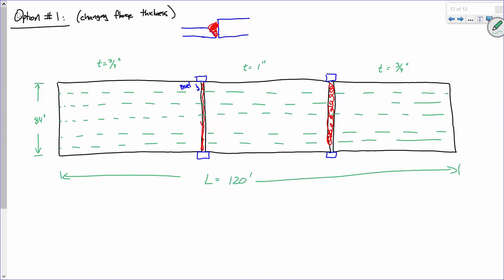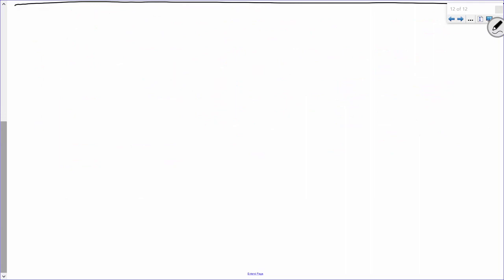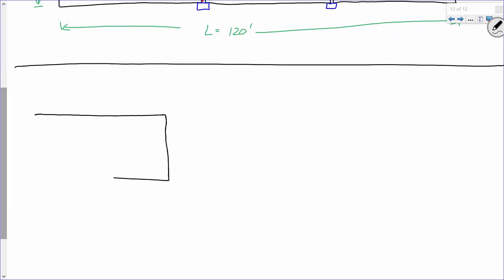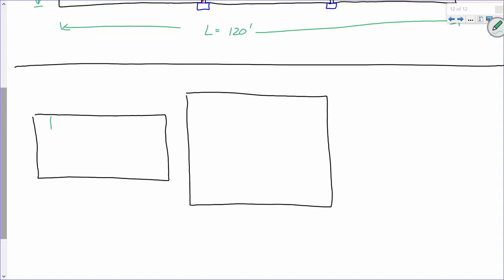Simple, right? Now, here's what happens if you change the width. You start out with a plate like this, but if you're changing the width instead of the thickness, that means the center has got to get wider, right? So that means you have to start out with a much wider plate. Maybe this is 84 inches, and now you're dealing with a 96 inch, right? Sound good? All right, and then you're going to have another 84.